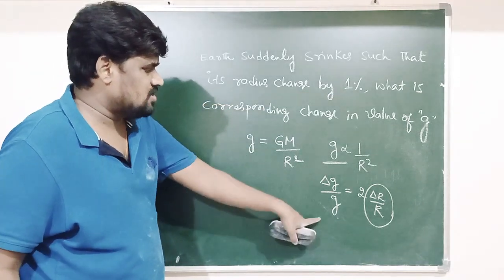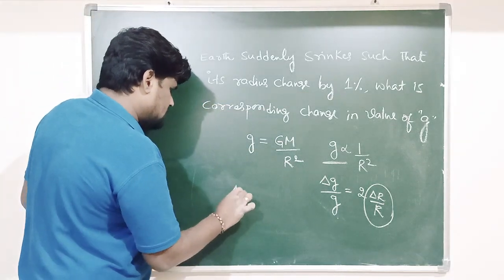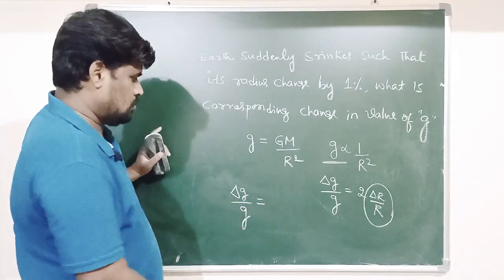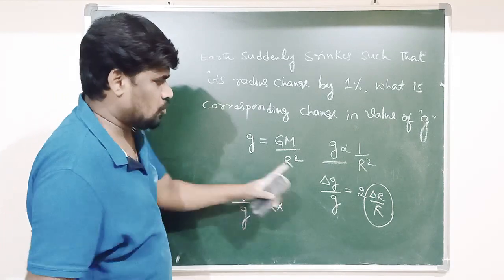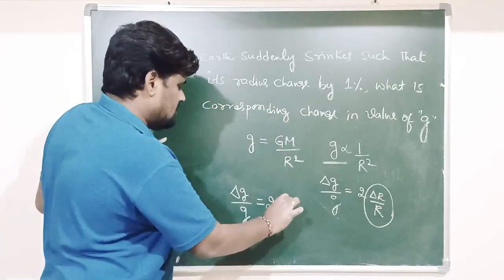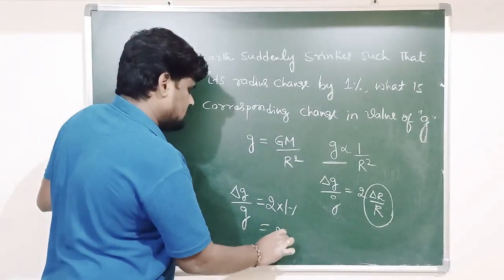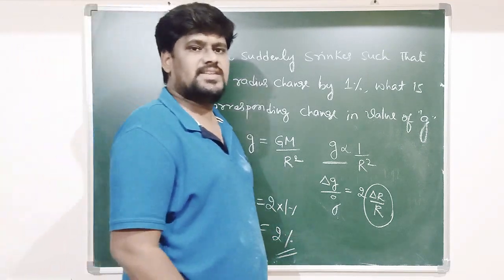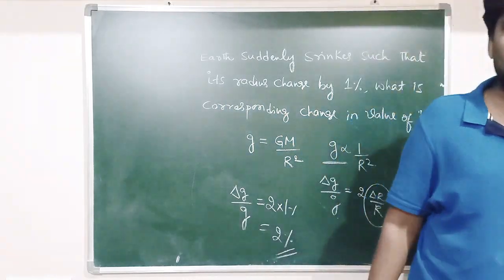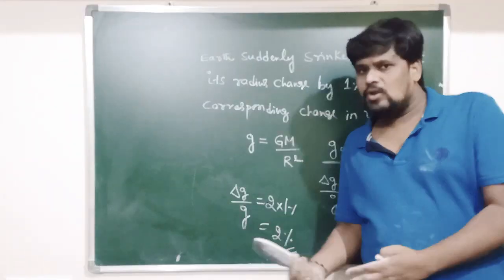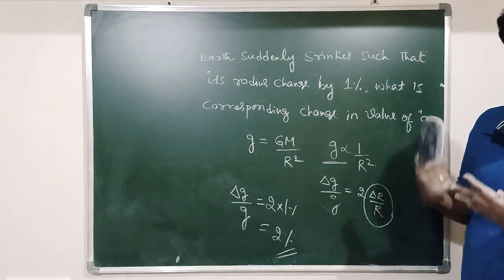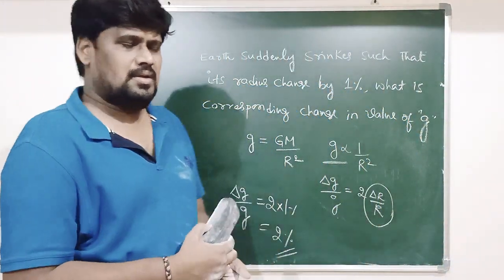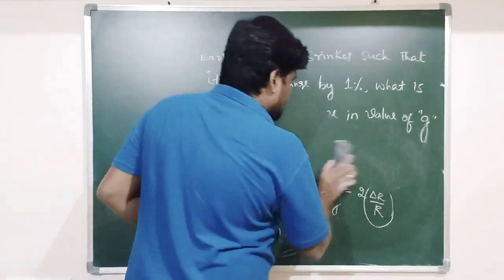How much is the change in g? Delta g by g should be equal to 2 times the corresponding change in radius. Yes, 1%. Therefore, how much is the change in g? The answer is 1%. So in this way, I can use the same formula to calculate acceleration due to gravity in the lesson called gravitation. Another example comes in current electricity.